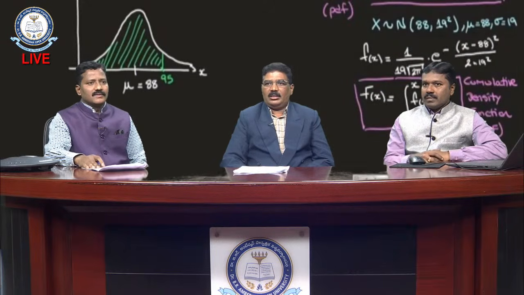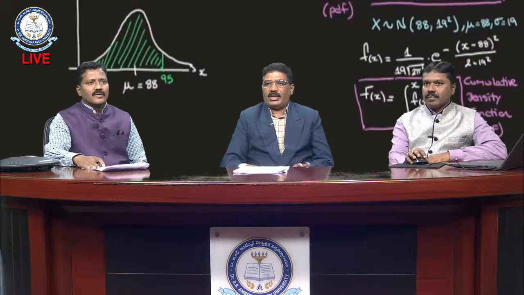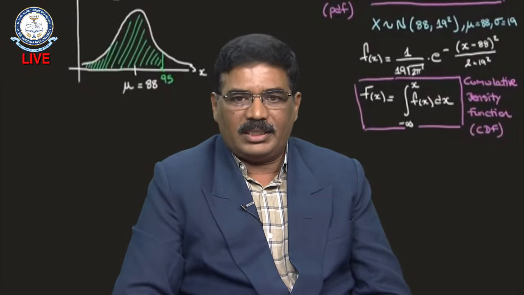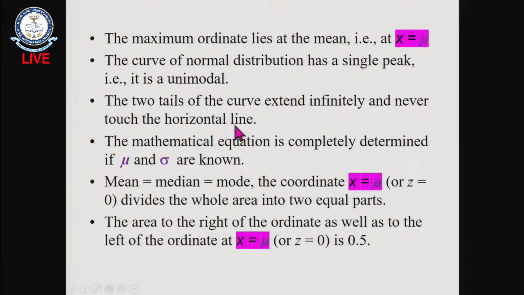The two tails extend infinitely and never touch the horizontal x-axis, because we have taken the range from minus infinity to plus infinity. The curve will not touch the horizontal line. The mathematical equation is completely determined if mu and sigma are known.